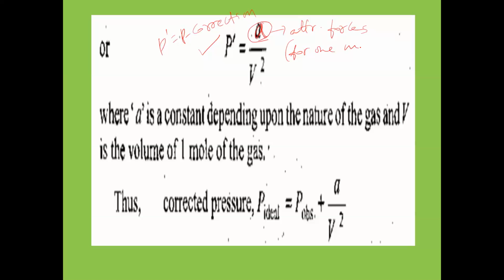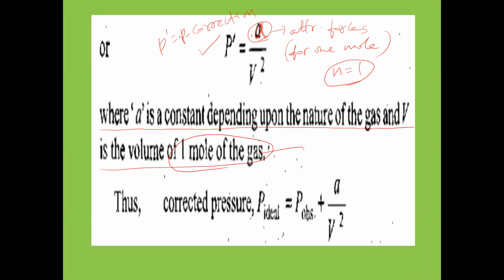For 1 mole, n is equal to 1. If you take n number of moles, we take differently. Here A is a constant depending upon the nature of the gas, and V is the volume of 1 mole of gas. Thus, the corrected pressure: P ideal is equal to P real gas plus some correction.